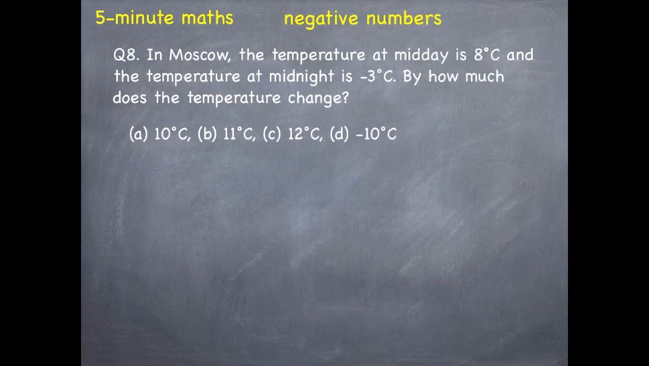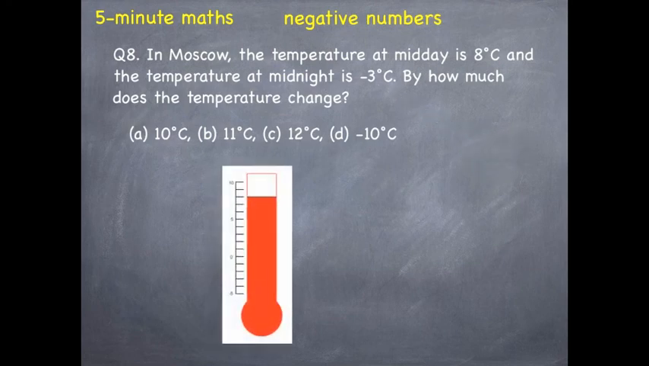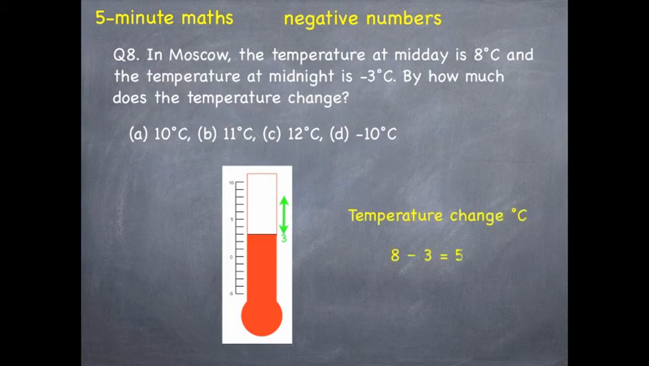The complication in this question is that number -3, so I propose to build up to it slowly. Here's the starting temperature of 8 degrees. And let's suppose that the temperature at midnight had been, say, +3 degrees. Then the temperature would have dropped by this amount. And I could work out the temperature change by doing the calculation 8 subtract 3, giving an answer of 5 degrees Celsius.